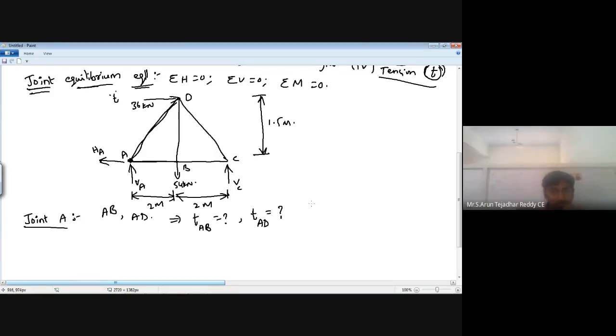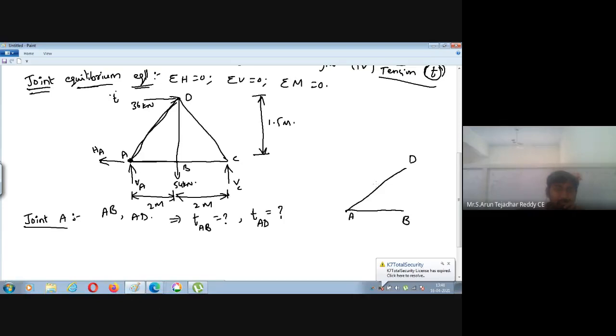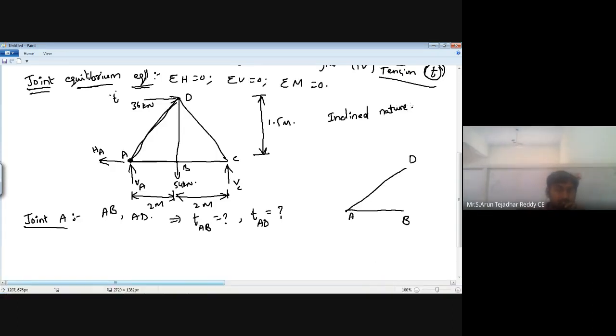First, write a separate diagram of joint A. This is joint A. From A to B, one member is passing. From A to D, another member is passing. And what is our condition here? Condition means if your member is inclined in nature. If your member is inclined, then what should we do?